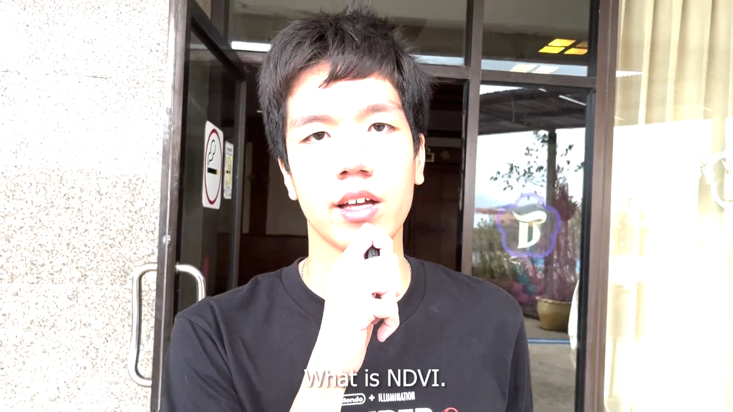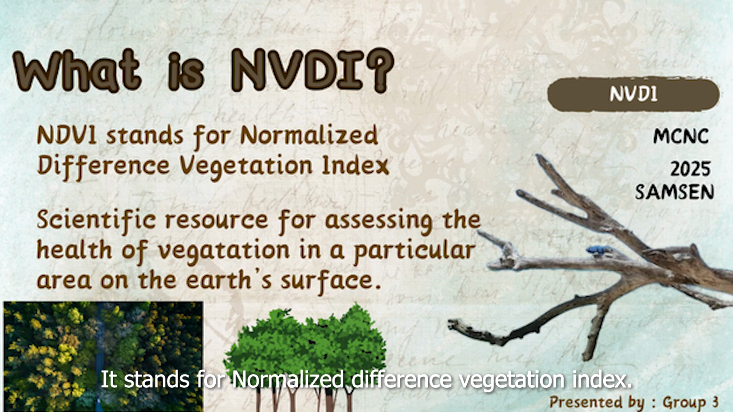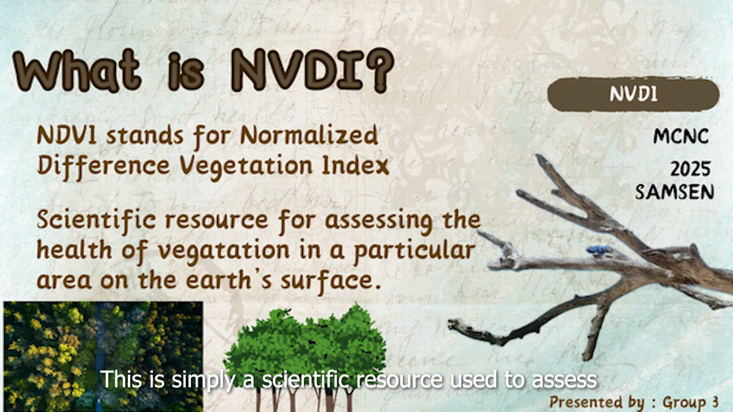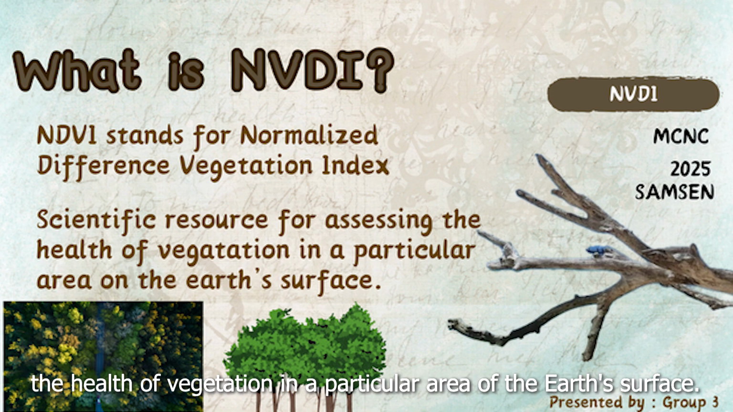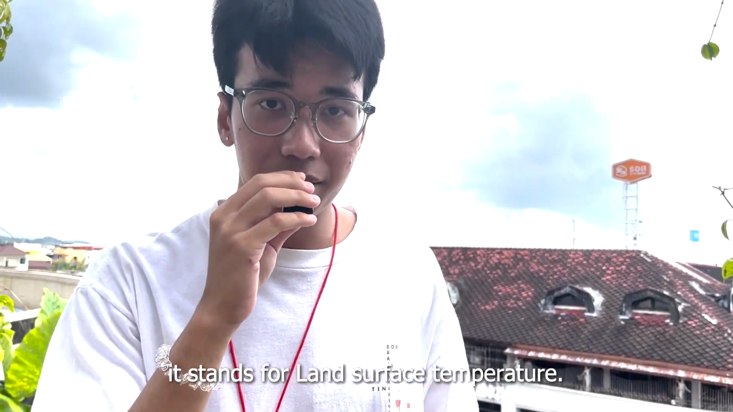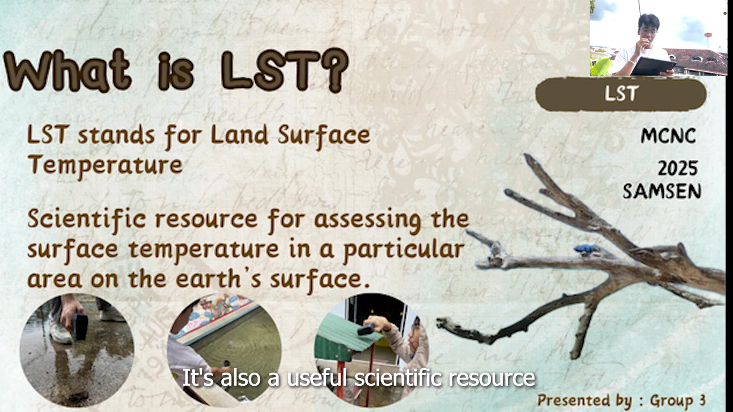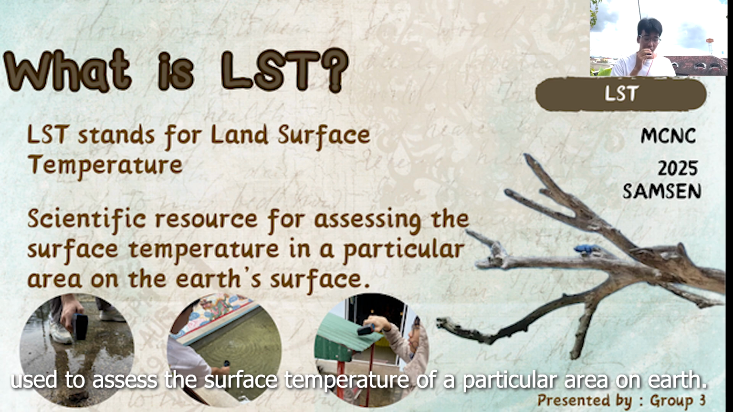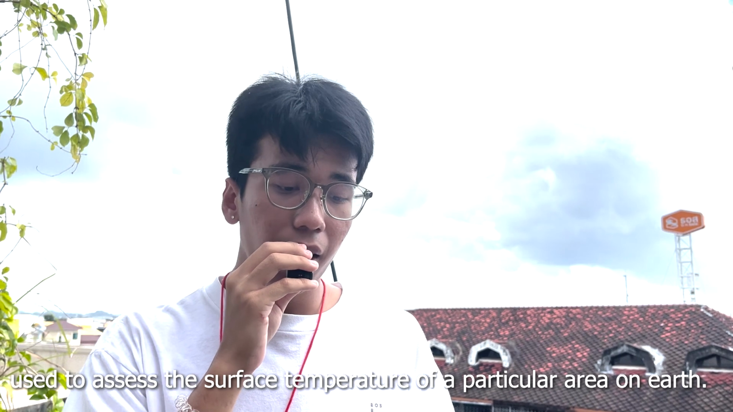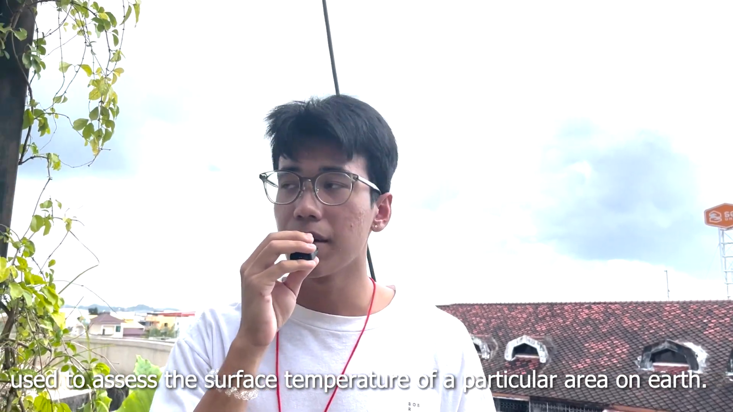What is NDVI? It stands for Normalized Difference Vegetation Index. This is simply a scientific resource used to assess the health of vegetation in a particular area of the Earth's surface. What about LST? It stands for Land Surface Temperature. It is also a useful scientific resource used to assess the surface temperature of a particular area on Earth.